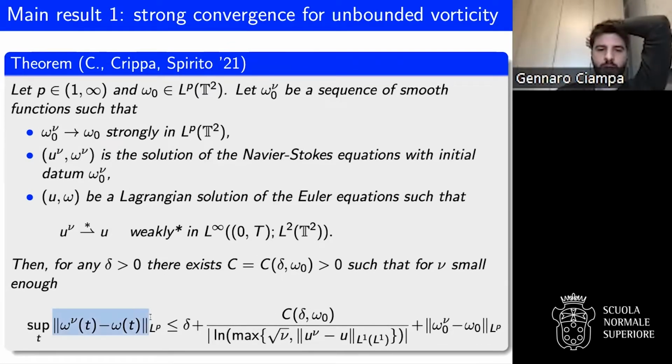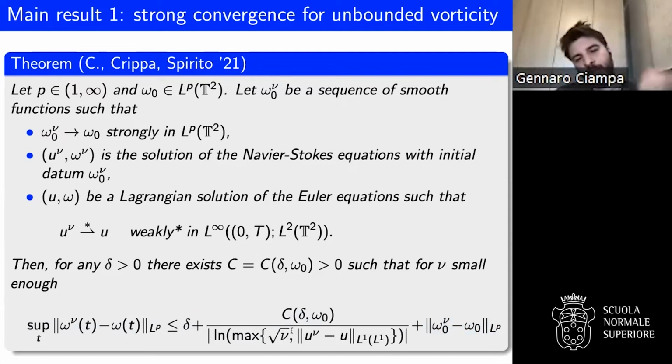So the difference between the solution of Navier-Stokes and Euler can be controlled in this way. You have a small parameter delta, which is due to the fact that omega 0 is not smooth. You have the difference between the initial datum. And then what you actually expect is that you can quantify this convergence, but it depends on the difference of the velocities. Why do you expect that? Because you don't have uniqueness at the limit. So at least you need to know which solution is converging.